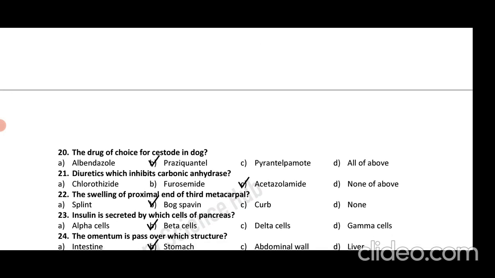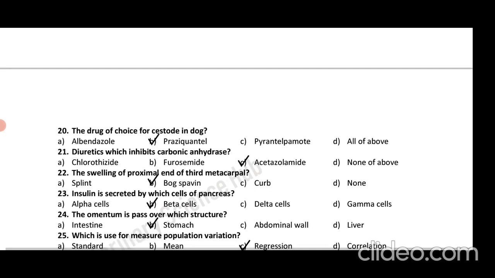Beta cells secrete insulin and alpha cells of the pancreas secrete glucagon. Insulin and glucagon are antagonists to each other, as they both are used to maintain the glucose level in serum. The omentum is passed over which structure?